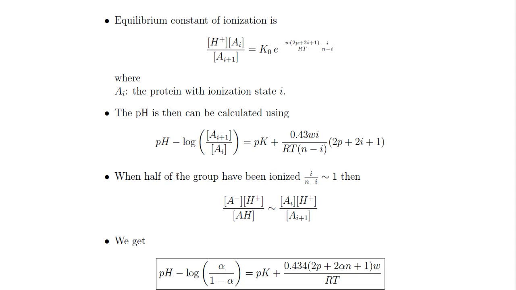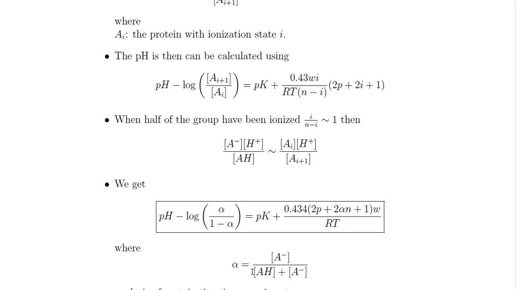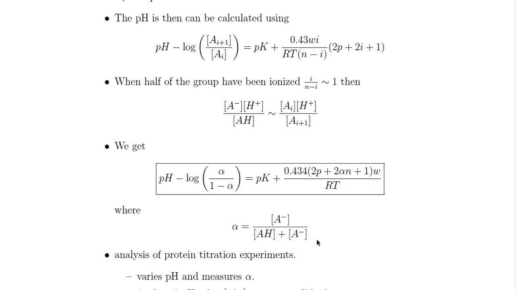So when half of the groups, let's say we have 100 of the same protein and 50 are already ionized, we have this equation. Using this, the pH can be calculated, where alpha is equal to A minus over A H plus A minus.